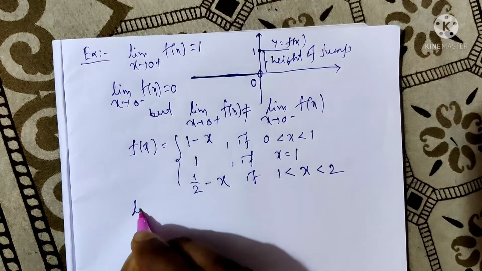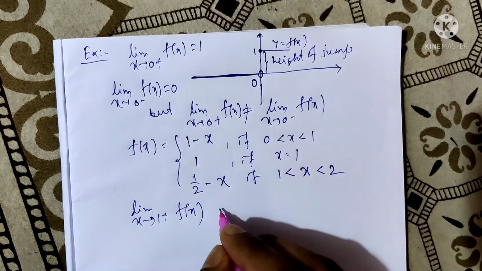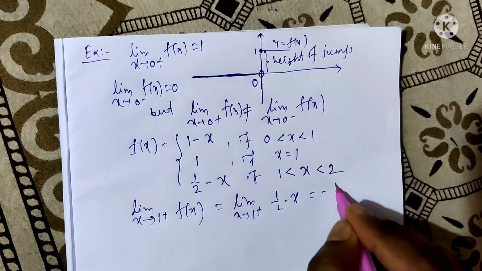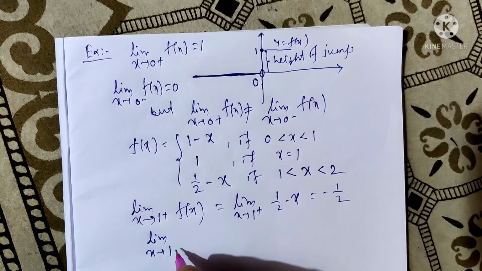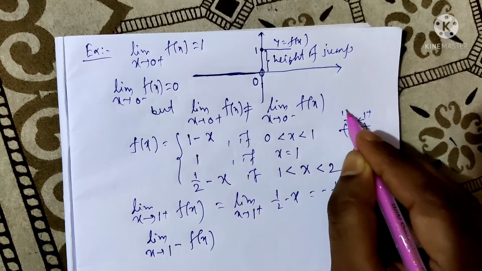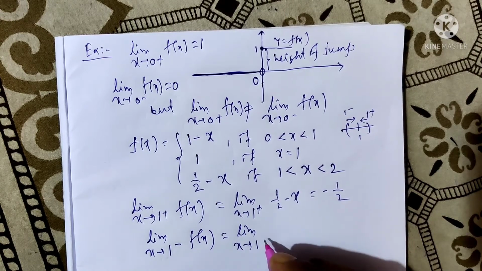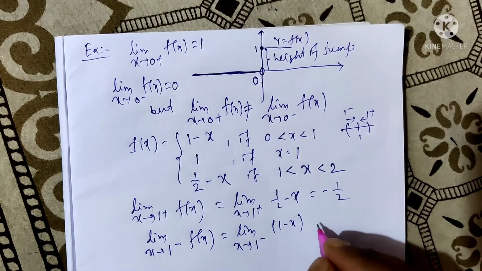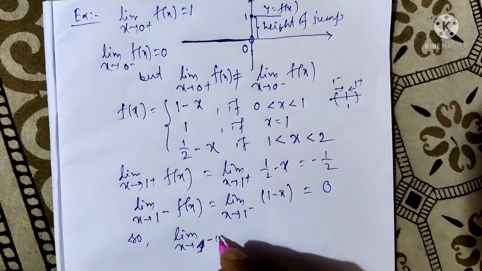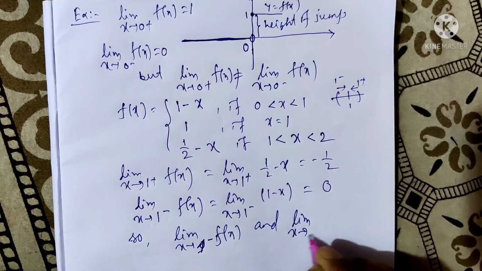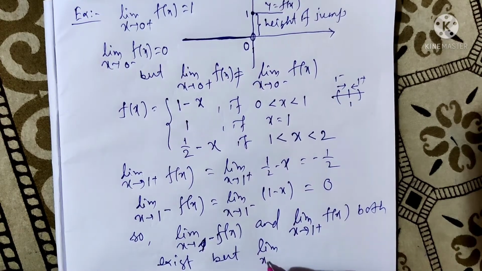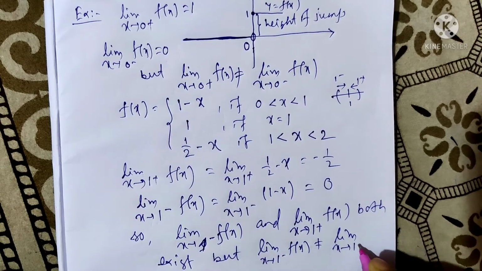In this example, the limit as x tends to 1 plus of f(x) equals the limit of (1/2 minus x), which equals minus half. The limit as x tends to 1 minus of f(x), with 1 plus delta and 1 minus delta, equals the limit as x tends to 1 minus of (1 minus x), which equals 0. So the limit as x tends to 1 minus of f(x) and the limit as x tends to 1 plus of f(x) both exist, but they are not equal.